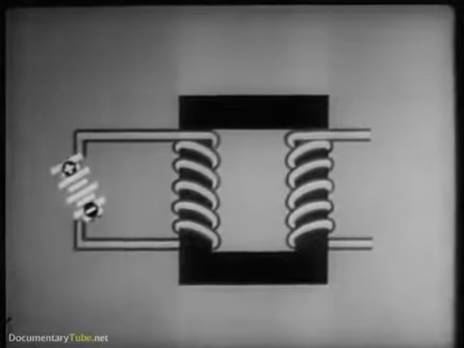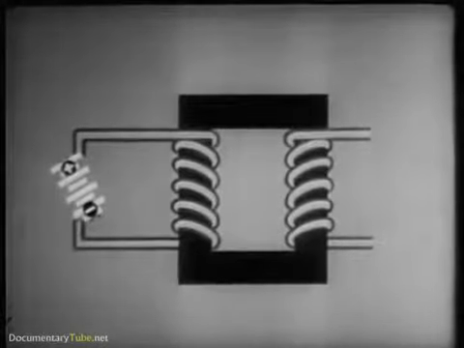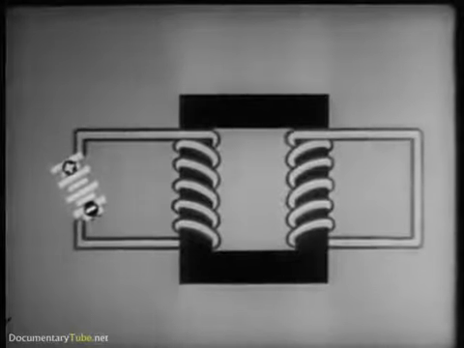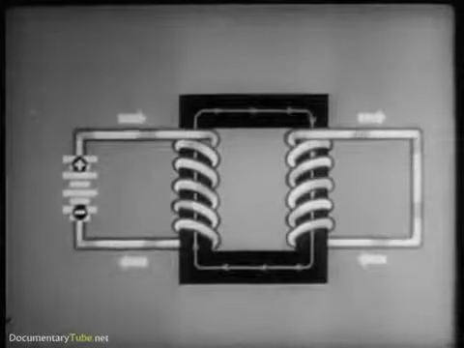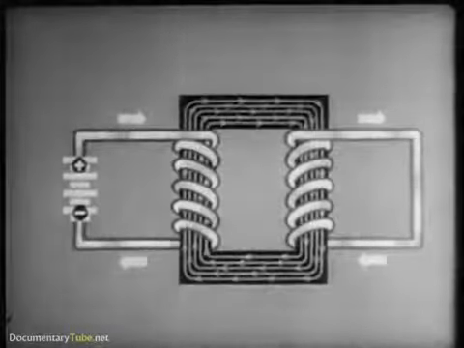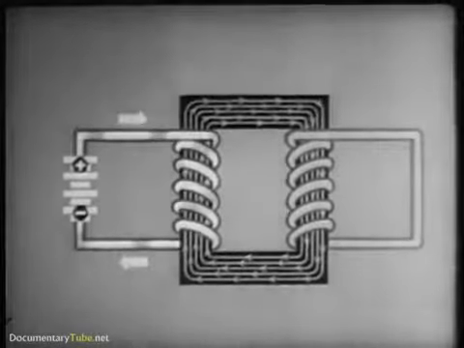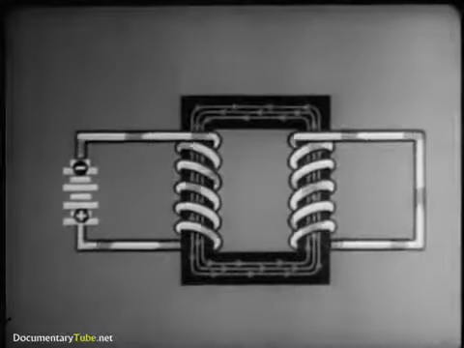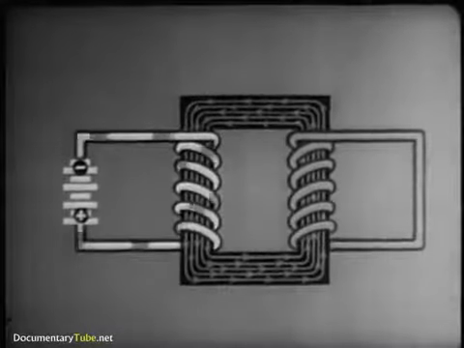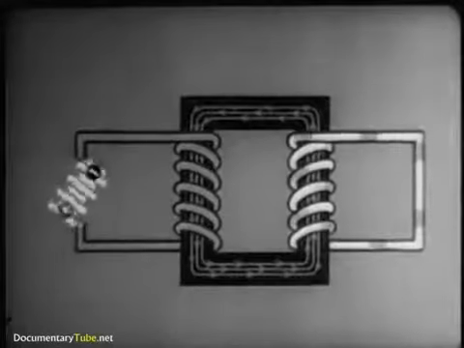Now, let's see what happens when the other winding is part of a closed circuit. Current flows through it during the instant while the magnetic flux is building up. As soon as the magnetic flux reaches a steady value, however, the induced current in the second winding reverses each time the supply current is reversed.